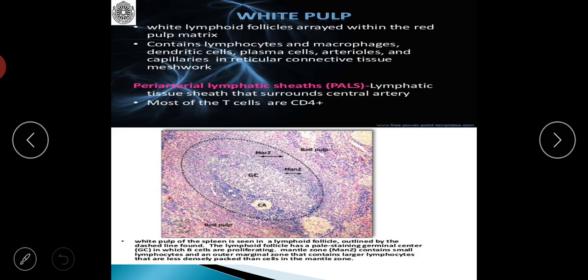I have mentioned an abbreviation called PALS, that is nothing but periarterial lymphatic sheets, which is abbreviated as PALS. It is a lymphatic tissue sheet that surrounds the central artery. So PALS is the lymphatic tissue sheet that surrounds the central artery, that is CA. Most of the T cells are of CD4 plus type. So in this picture you will observe the details of that PALS component here in the white pulp region.